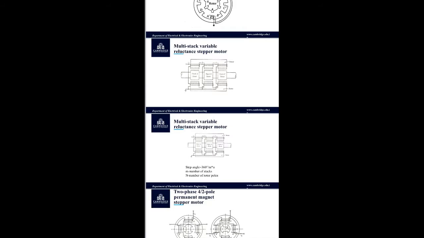That is, it can vary from 3 to 7. Here M stack, what is multi-stack, we will call it as M stack. That means there are M identical stacks. The rotors are mounted on the common shaft here. As you all can see, the rotors are mounted on the common shaft. The stators and rotors have the same number of poles with the same pole pitch.